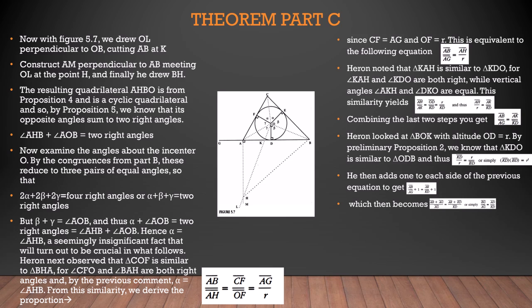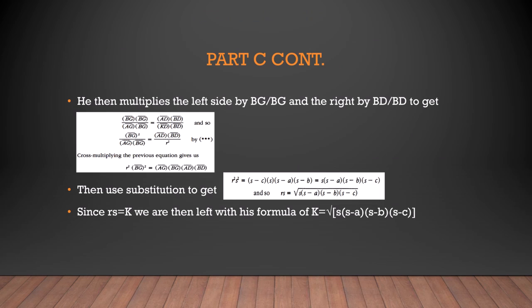BG over AG equals BD over KD. Finally, he then multiplies the left side by BG over BG and the right side by BD over BD, following some substitution, which leaves us with the square root of RS equals the square root of the quantity S times the quantity S minus A times the quantity S minus B times the quantity S minus C. And since RS is equal to K, we are then left with his original formula.